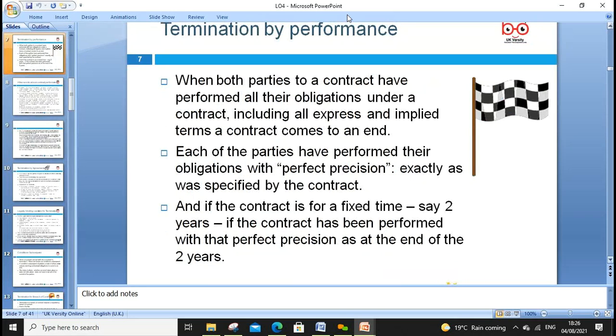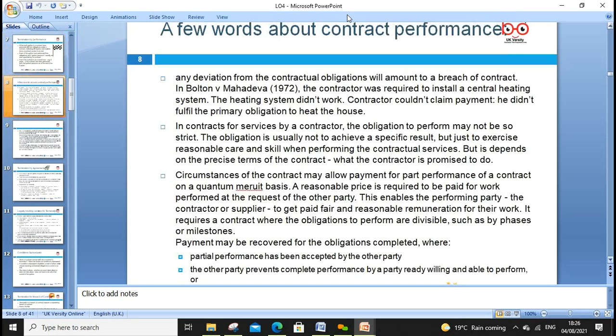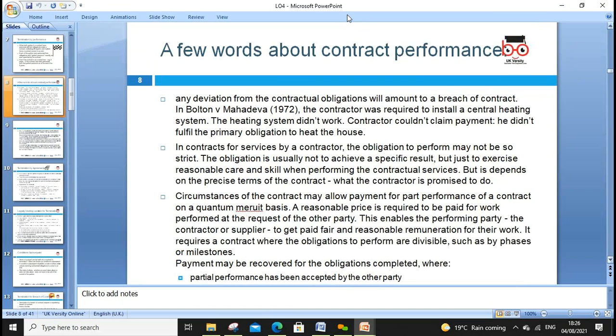So termination by performance is when both parties to the contract have performed all the obligations under the contract, including express and implied terms, and it comes to an end. Each party has performed their obligation. Of course, it can be a fixed-time contract, yes, two years, and it can finish after two years. Like a mobile contract: you have a one-year contract, then you move to the standard tariff, and you have a right to terminate whenever you want, because you're no longer in the contract. It can't be automatically renewed into another one-year contract. The company should inform you of the new obligation, and you should agree.